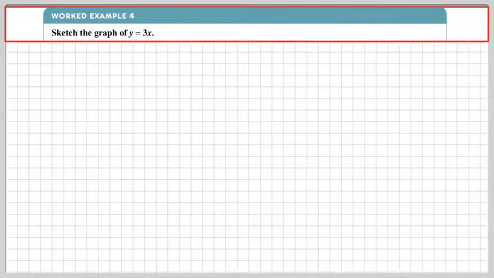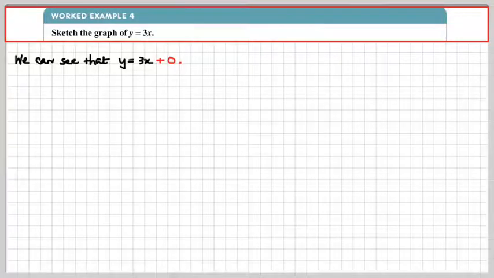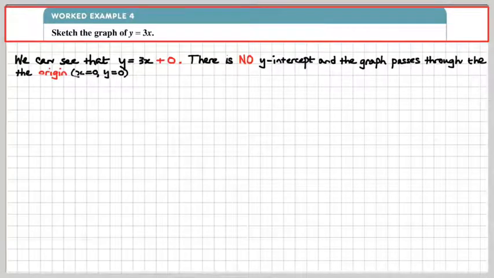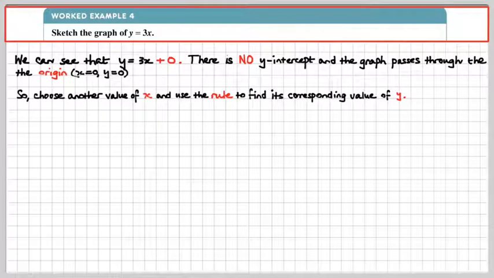E.g., if that was all unclear, come on, I'll show you. Y equals 3x. We can see that y equals 3x plus nothing. There's no c term, so this is one of those strange beasties that goes right through the origin, guys. Yes? So there's no y-intercept and the graph passes through the origin. X is 0 and y is 0. So we've got to choose another value of x to use the rule to find the corresponding value of y. Okay? Y to find y.